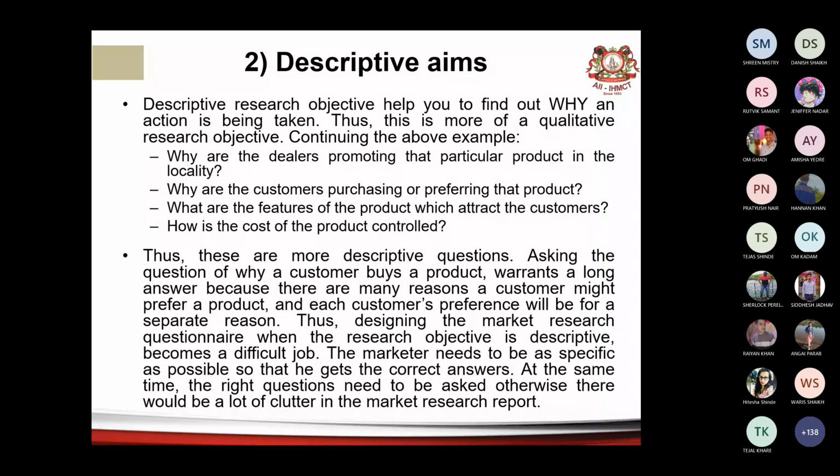Now this is a descriptive kind of study. These are more descriptive questions, asking why a customer buys a product. It warrants a long answer, because there are many reasons a customer might prefer a product, and each customer's preference will be for a separate reason. Hence these questions have to be open-ended. Open-ended means those questions in a questionnaire with lines, where you're supposed to express. Close-ended is your MCQs, where you have been given choices. Only these four, select any one. You can't put a fifth one. Those are close-ended questions.